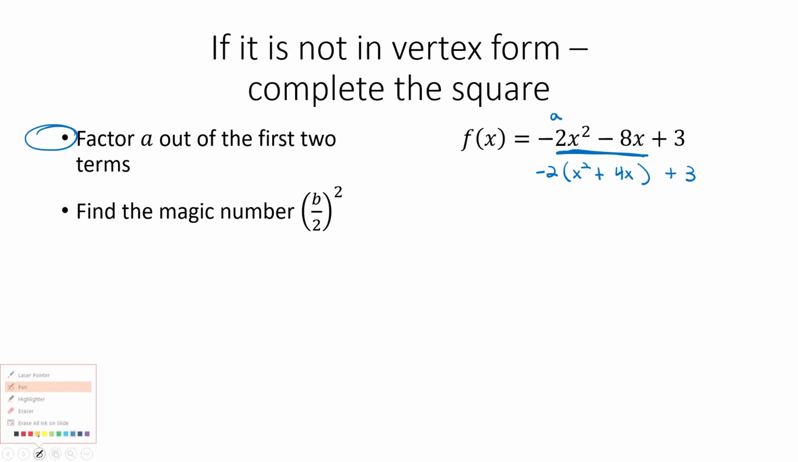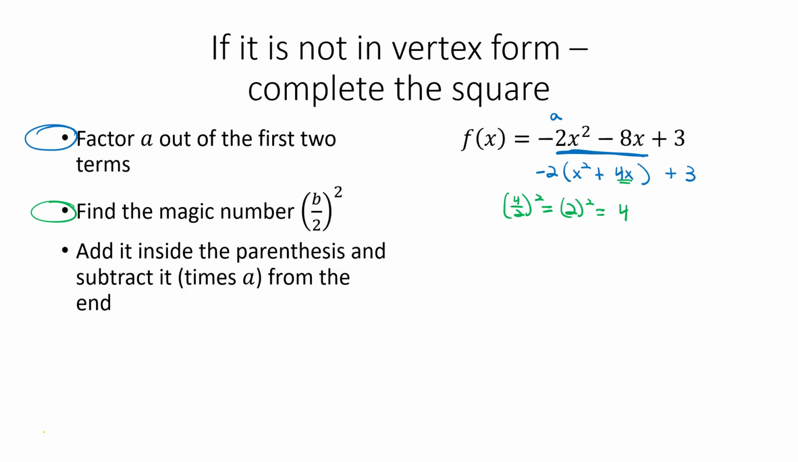Now we're ready to find that magic number, that b, which is 4 here, divided by 2 and square it. Well, 4 divided by 2 is 2, squared. 2 times 2 is 4. And just like we did before with that magic number, we're going to add it. But we only have one side of the equation to work with. So we're going to add it inside the parentheses to make that part a perfect square.